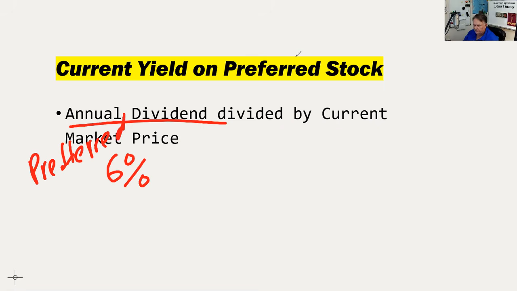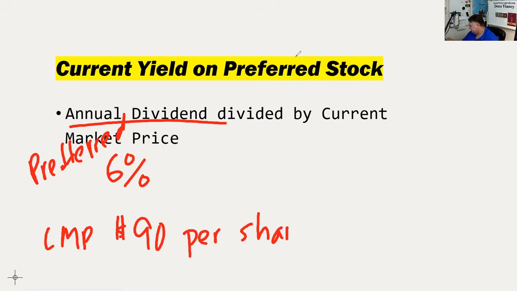Now what you've got to be able to do is figure out what that is in terms of a dividend. So you have to say, oh man, I've got to figure out what that is. And maybe they tell you that the current market price of the preferred is $90 per share. I just made that up.